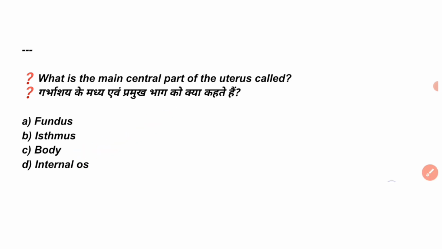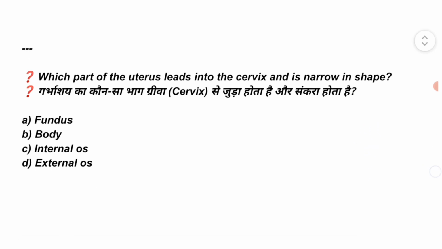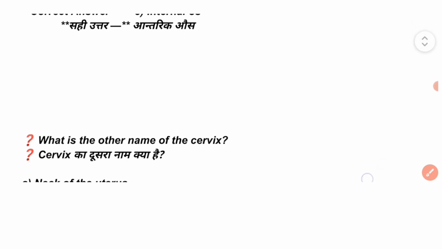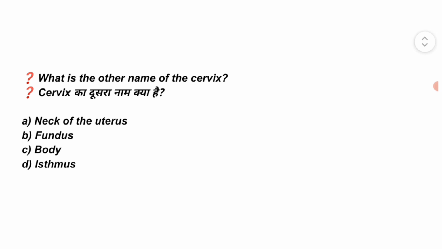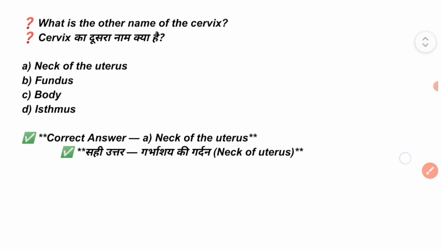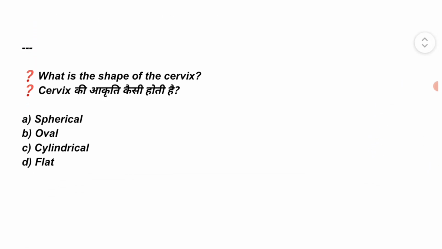Body. Next question. Which part of the uterus leads into the cervix and is narrow in shape? The right answer is option C. Internal os. Next question. What is the other name of the cervix? The right answer is option A. Neck of the uterus. Next question. What is the shape of the cervix?